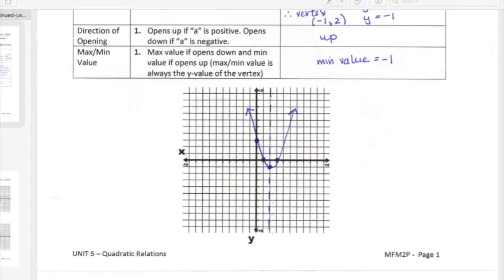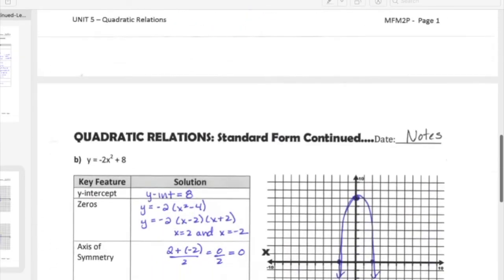And then if we bring it all together and graph it, this is what it would look like. Okay, we have our vertex plotted right here at 2, negative 1. We have our 2 zeros. We have our y-intercept. And then we have the dotted line running straight through to show our axis of symmetry. Okay, there's more examples here.